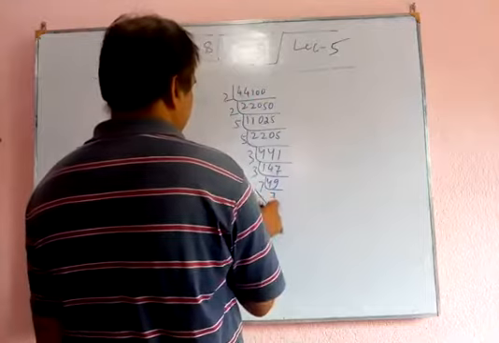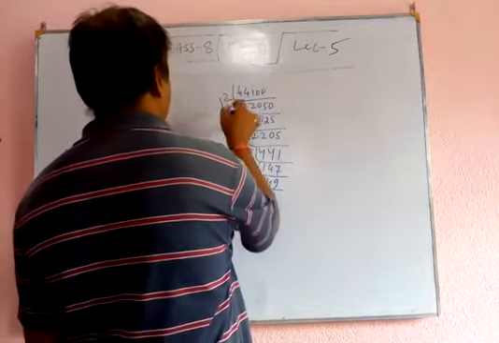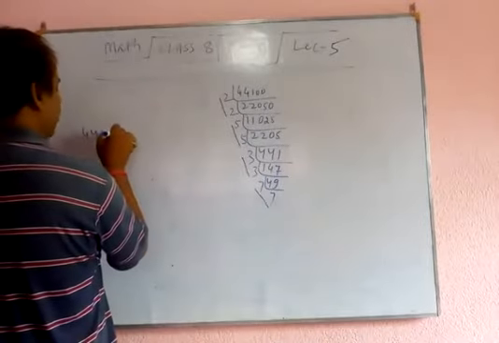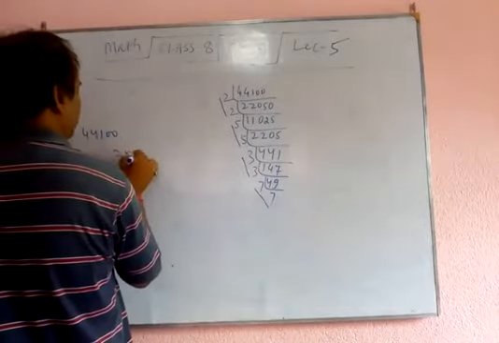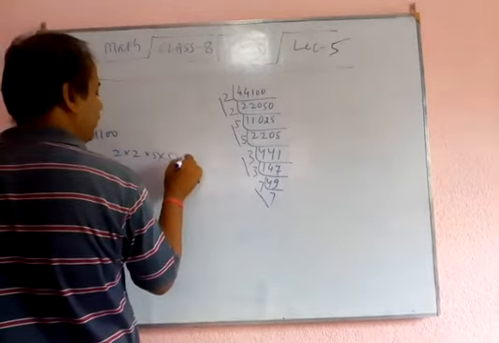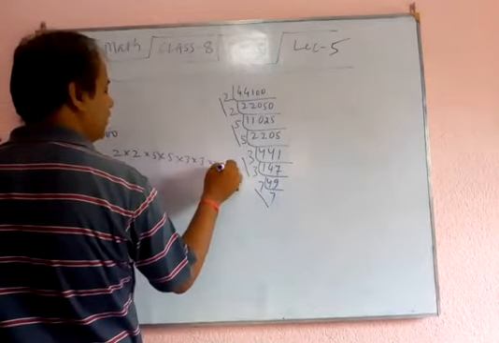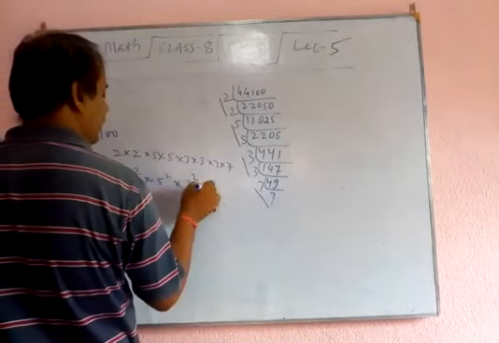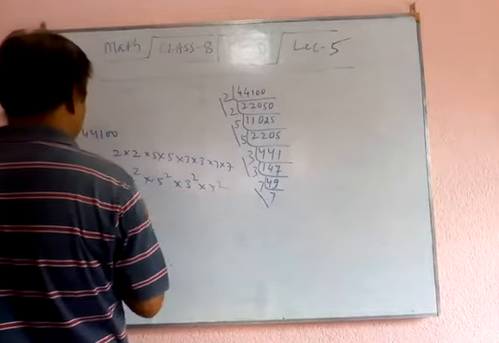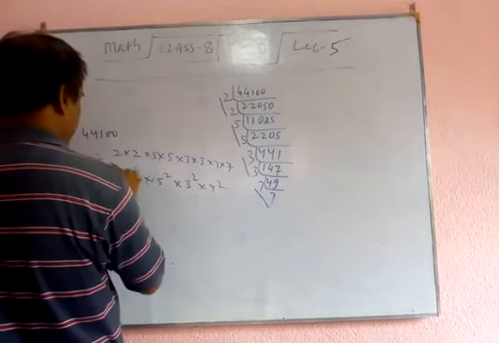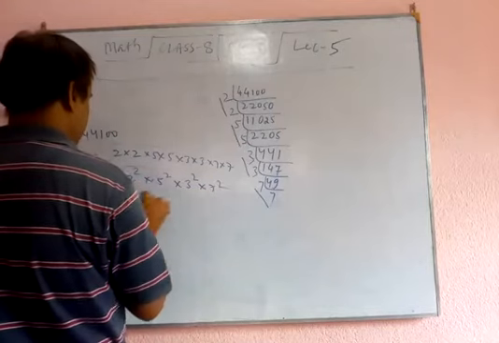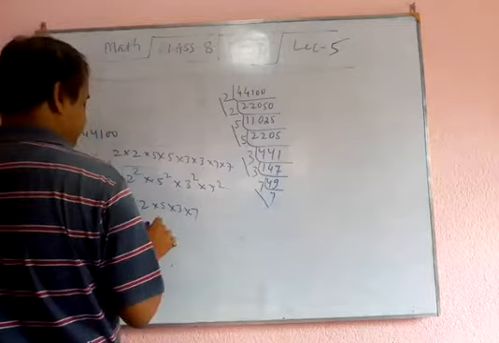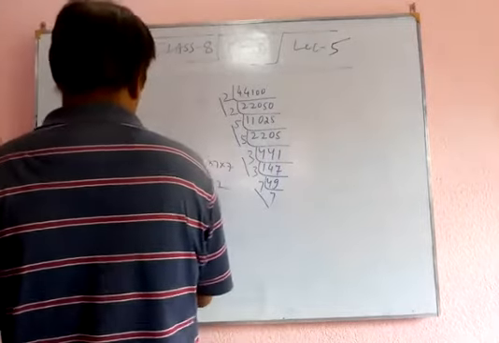So you can see 7 square, 3 square, 5 square and 2 square. Pairs are there, so we can write 44100 is equal to 2 into 2 into 5 into 5 into 3 into 3 into 7 into 7. That is 2 square, 3 square and 7 square. So root under this will be equal to 2 into 5 into 3 into 7, that is 210.